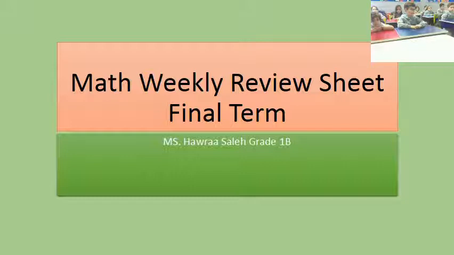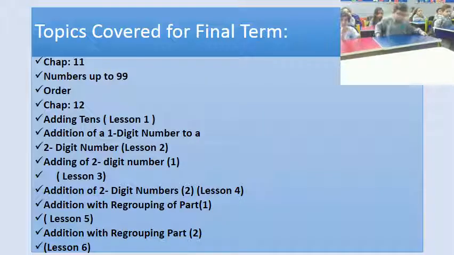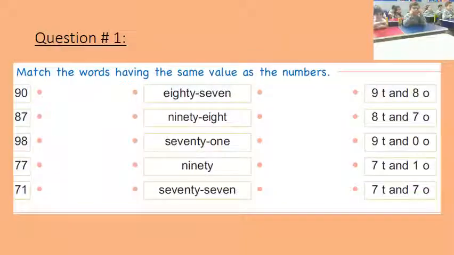Okay, today we're going to be solving our math weekly review sheet of our final term. Let's start. Our topics covered for the final term are chapter 11, lessons 1 and 2, and chapter 12, adding tens, lesson 1, addition of a one-digit number to a two-digit number, lesson 2, lesson 3, lesson 4, lesson 5, and last but not least, lesson 6. Let's go ahead and start with the questions.